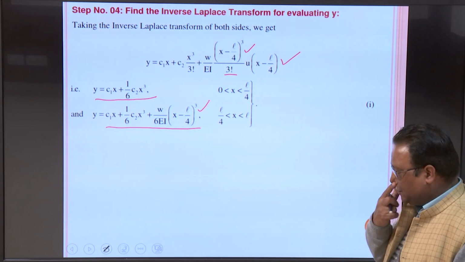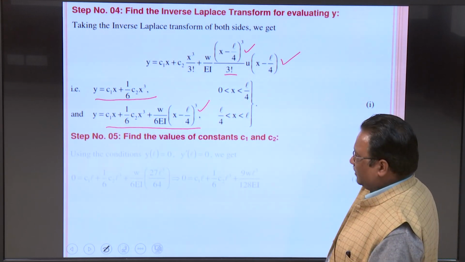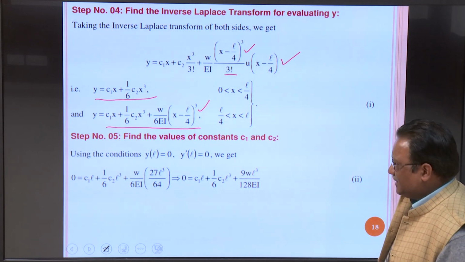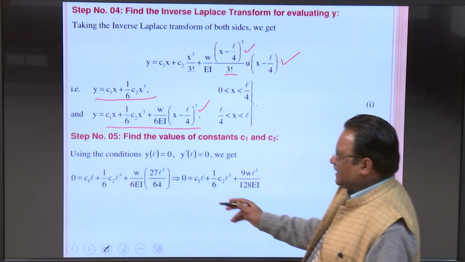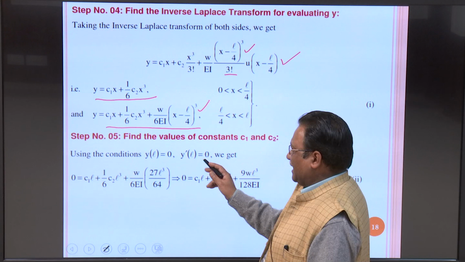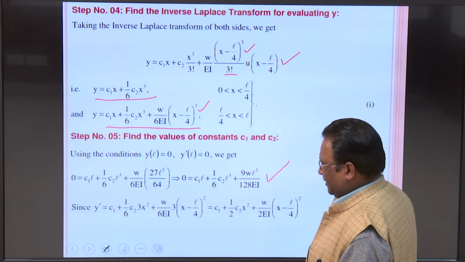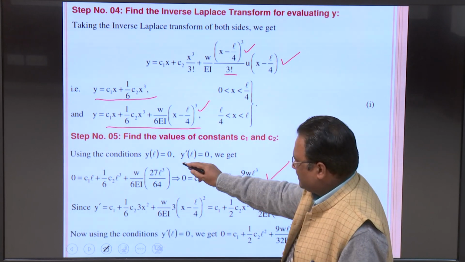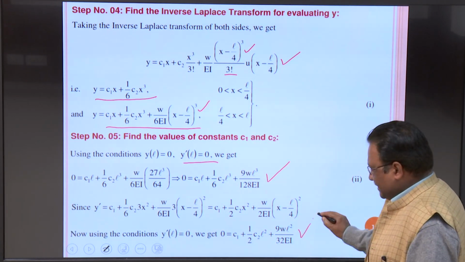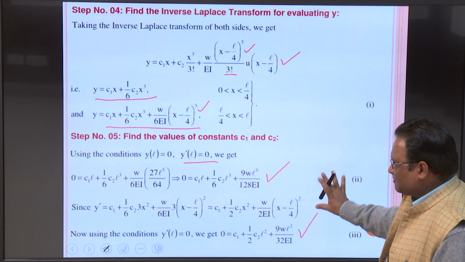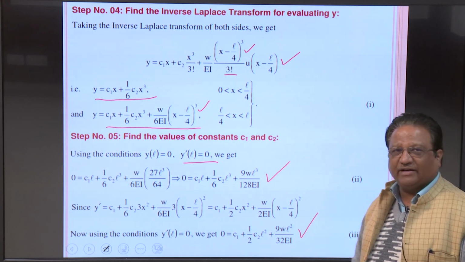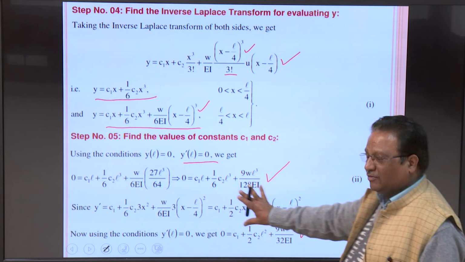Our purpose is to evaluate the value of C1 and C2. So find the values of the constants C1 and C2. Now using the conditions y(L) is 0 and y'(L) is 0, then we get the first expression. And by using this condition, we get the second expression. And from these two expressions, calculate the value of C1 and C2. इसको आप calculate करके देखिएगा.